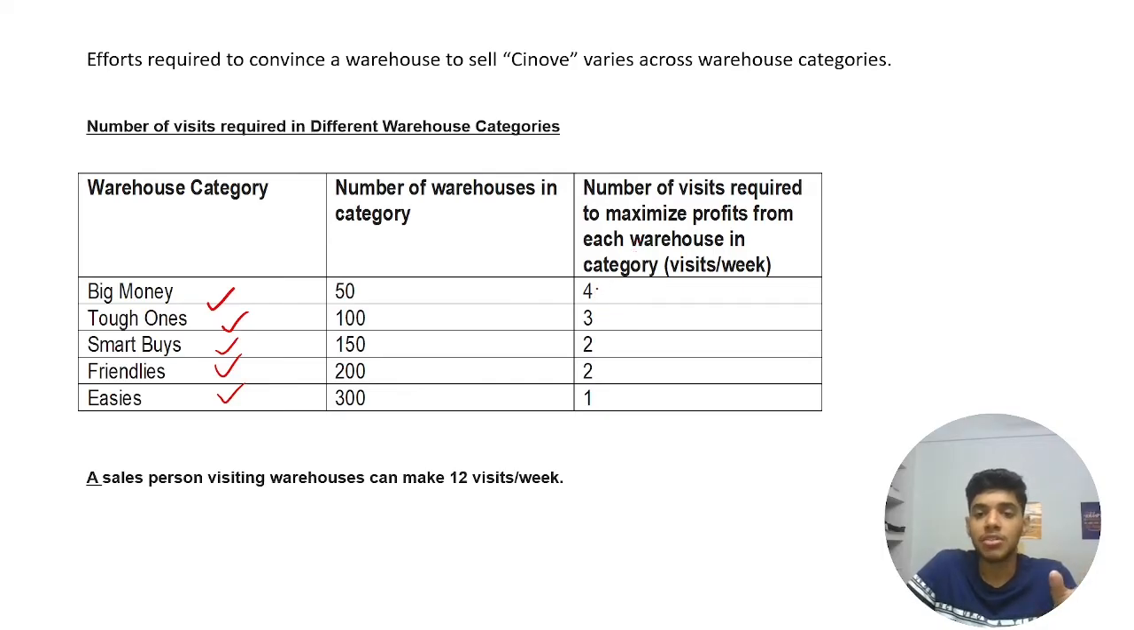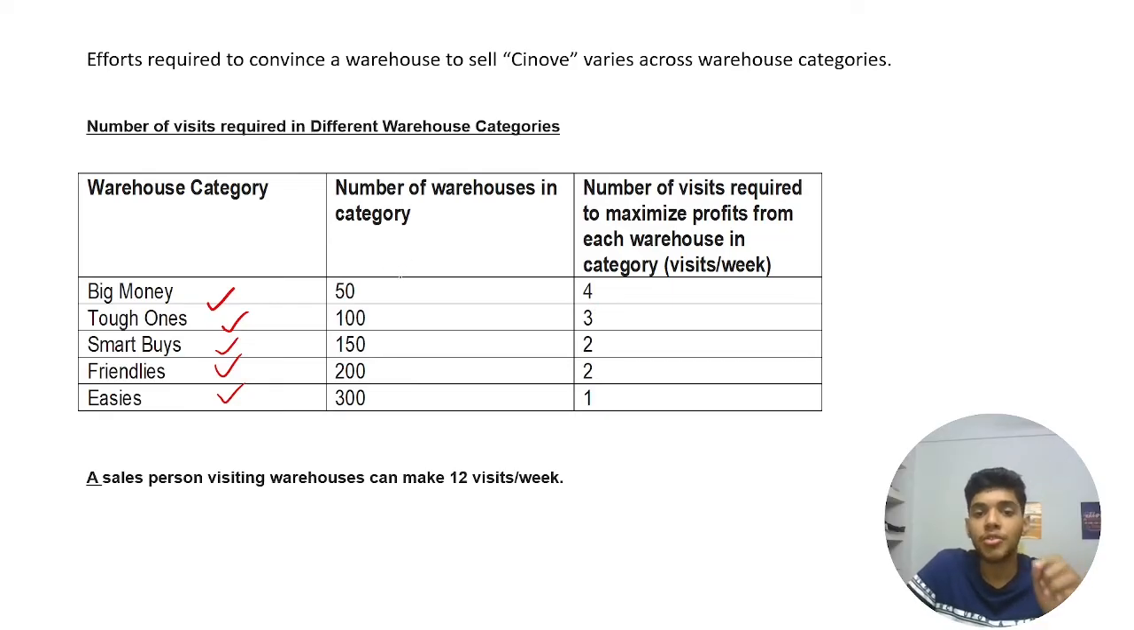So for big money, we need 4 widgets per week. We have to invest more time and more people in big money. But the return in big money is higher because this is the biggest merchant in the warehouse category. They give us the highest profit. So if we give more widgets per week to big money, that is worth getting the profits from big money.